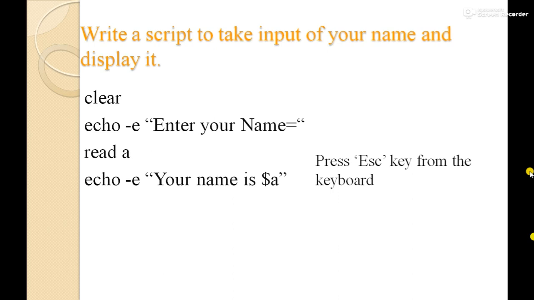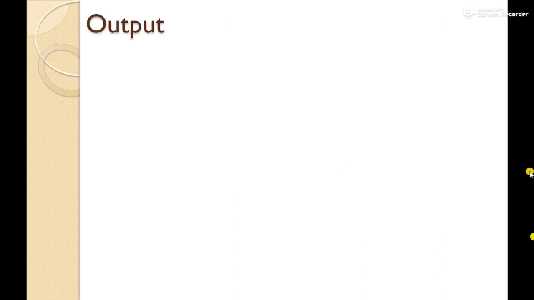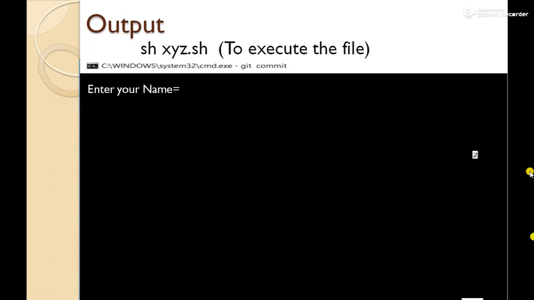We will exit from the insert mode. To exit from the insert mode, we will press the escape key from the keyboard, and then we will use :wq to save and exit the script. So now we will see our output. To execute our script, we will use sh space filename dot sh. Over here our file name is xyz, so our command will be sh space xyz dot sh, and our output will be like this. So enter your name.